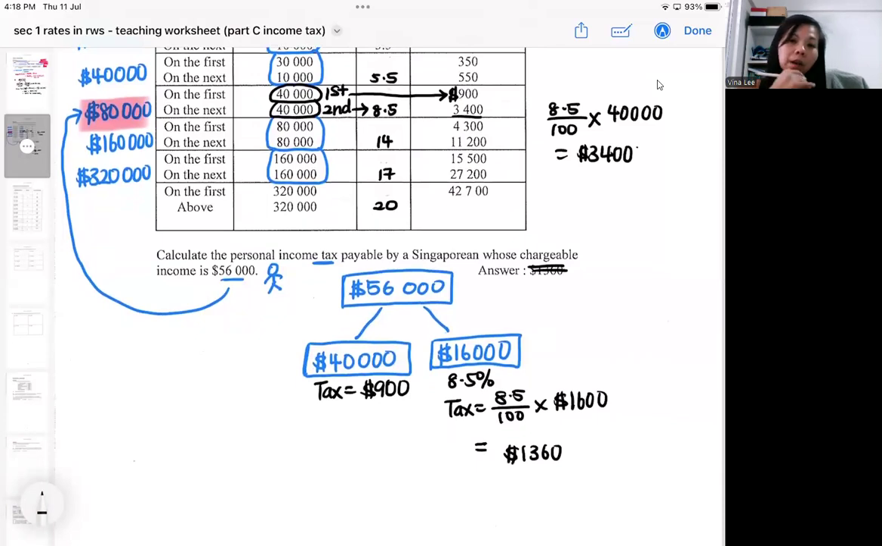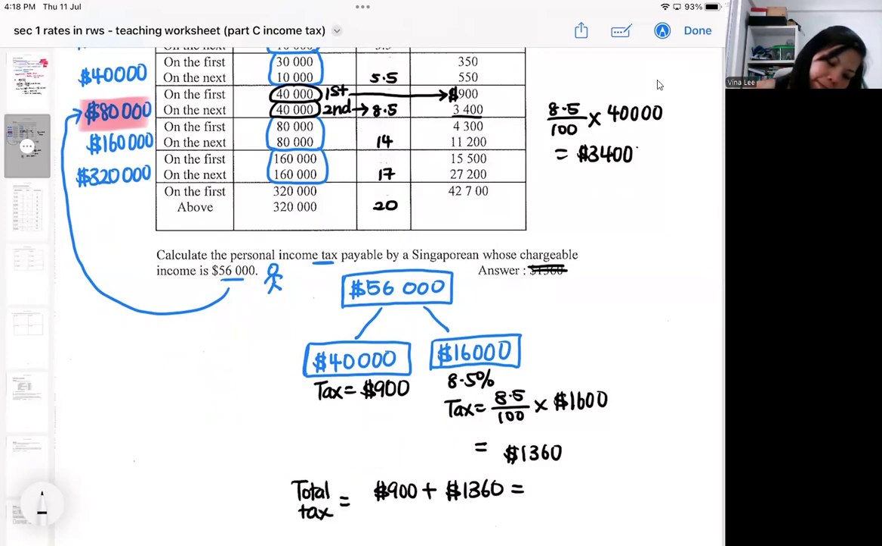So his chargeable income will be divided into two baskets based on the table. Because his chargeable income is 56,000, he goes into the 80,000 bracket. So the total tax is 900 plus this. That's the total tax. So his total tax will be 2260.